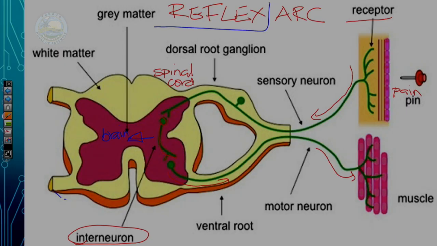So for example, when the doctor knocks on your knee, the reflex arc goes in this direction, as you see in the diagram, and your foot will kick out. For example, if a fly is coming towards your eye, you will blink. So that's a reflex arc. Before I move on, I want to talk very quickly about learned responses.